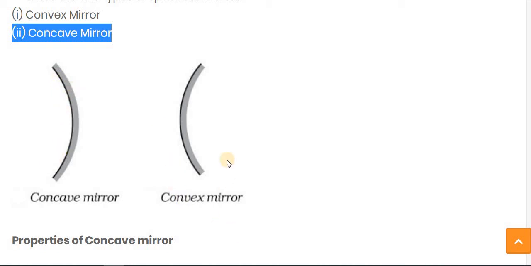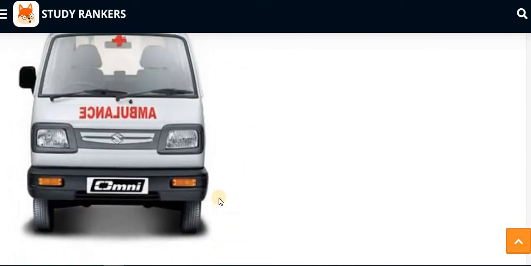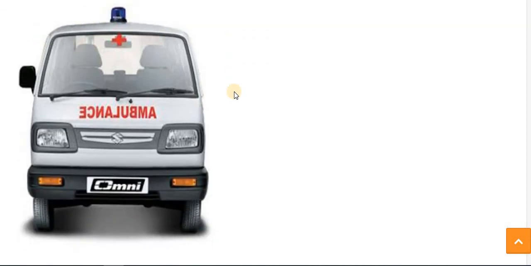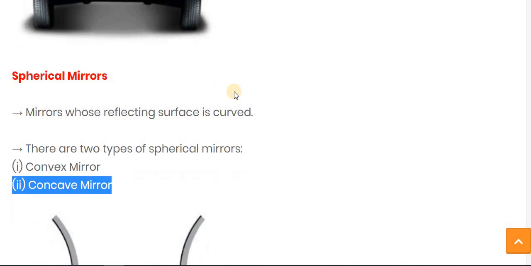While in the convex mirror, the inner side of the mirror is polished and the outer spherical surface is used as the reflective side. So this kind of mirror is called the convex mirror. Let's revise one more time. The application of lateral inversion: the word ambulance is written in reverse direction so that it can be read correctly in the rear view mirror of a vehicle which is going in front of it. So this is the application of lateral inversion.